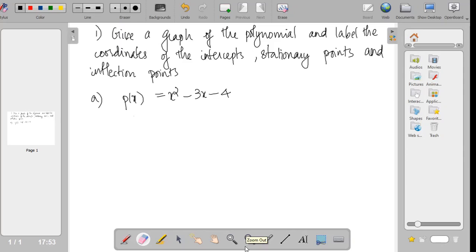Good morning all. So in today's class we will see how to graph a polynomial. We did an example in the last class. So we will do a few more examples on graphing a polynomial. You need to label the coordinates of the x-intercepts, stationary points and the inflection points. First we will look at how to graph a second degree polynomial.